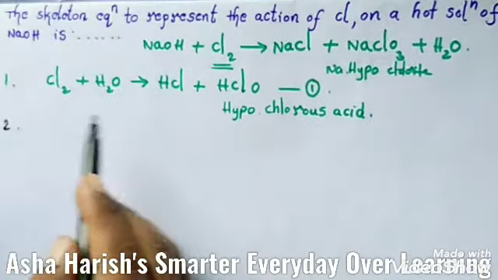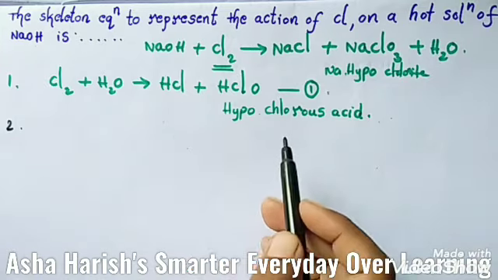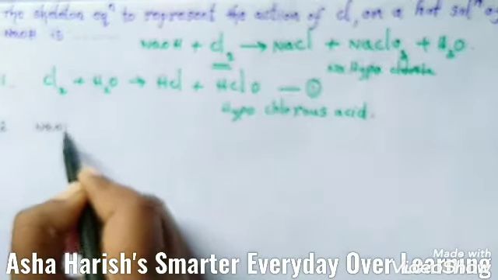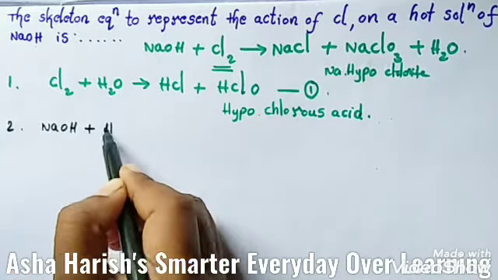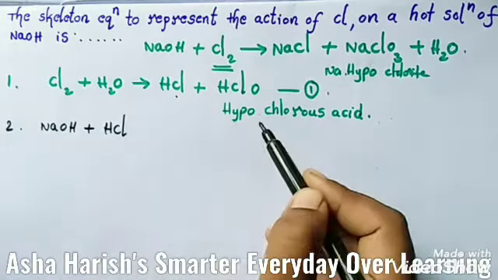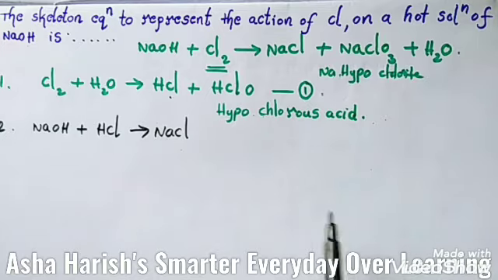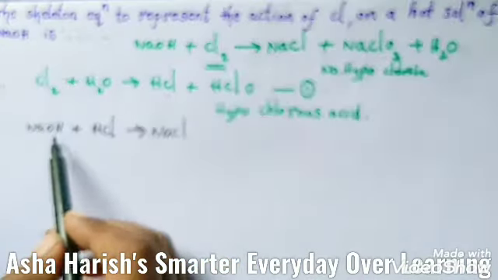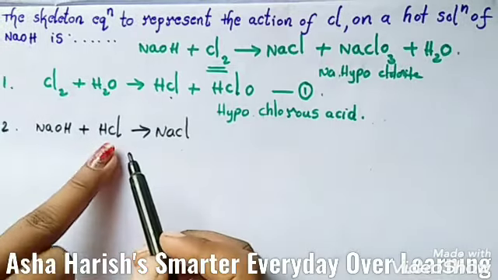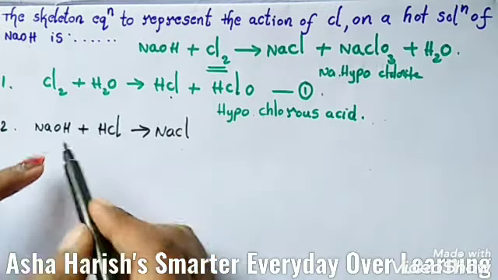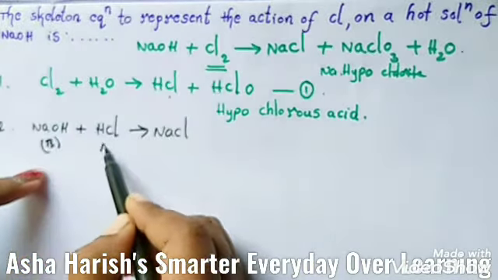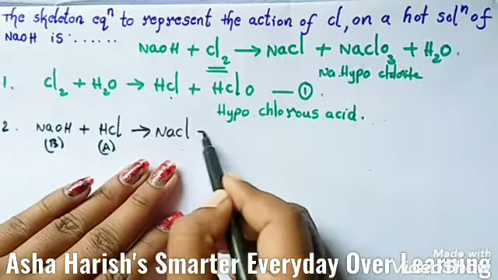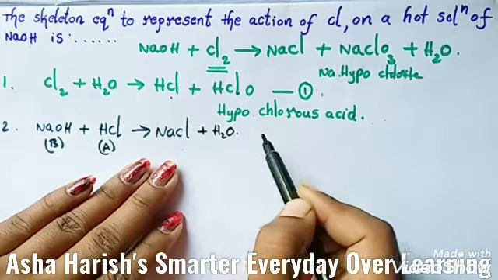In step number 2, sodium hydroxide neutralizes the acids formed in step 1. Now sodium hydroxide NaOH neutralizes the hydrochloric acid which has formed in step 1. About that reaction you know very well, it is a neutralization reaction or acid base reaction. Here NaOH is the basic solution and HCl is the acidic solution. Then students, the final products are common salt and water. This is the general equation.